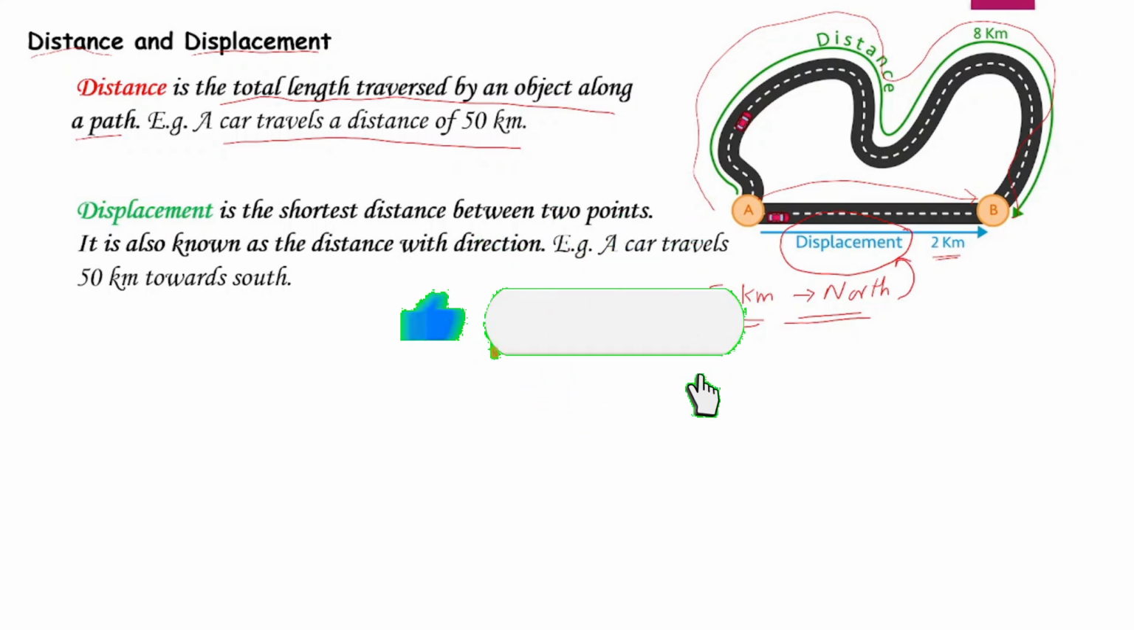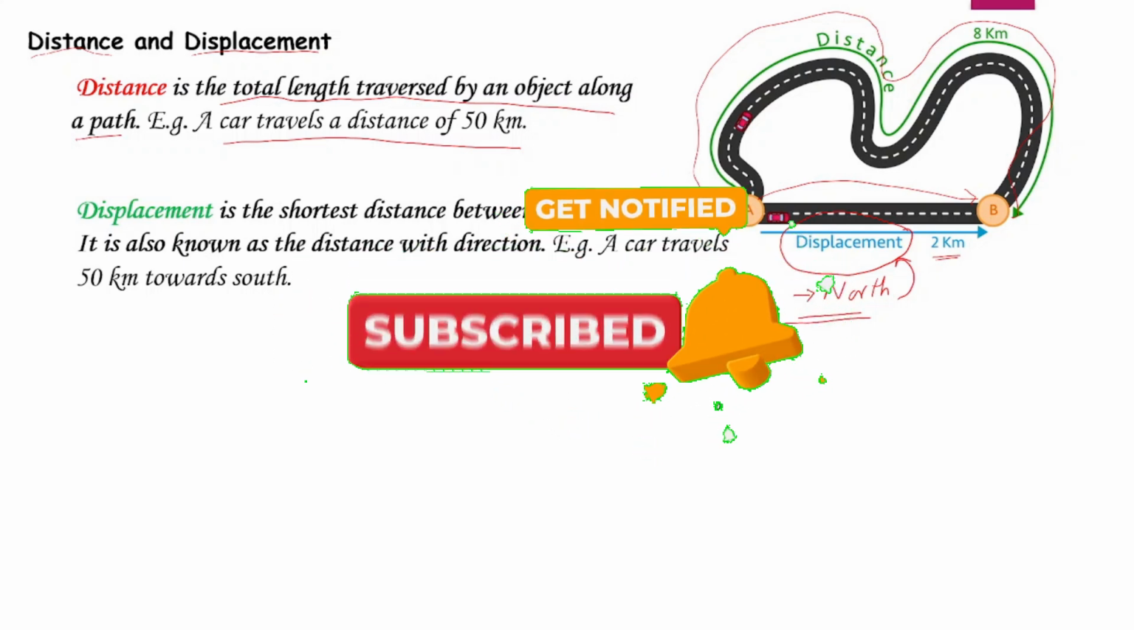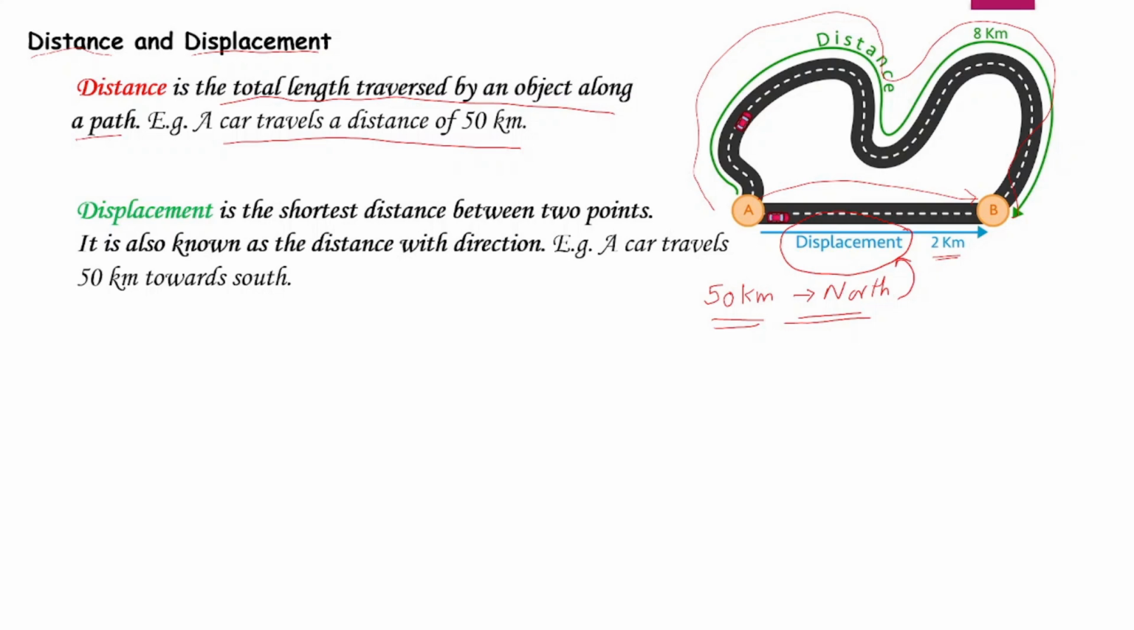What is displacement? Two definitions are there. First definition is displacement is the shortest distance between 2 points, and the second definition is it is the distance with direction. If we say the distance and along with it we say that this object or this car moved in this direction, then it is displacement. So displacement is the shortest distance between 2 points. It is also known as the distance with direction. For example, a car travels 50 kilometers towards south. Then that is the displacement.